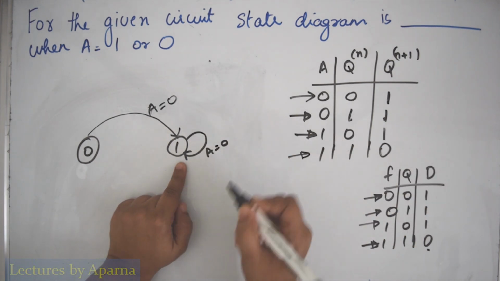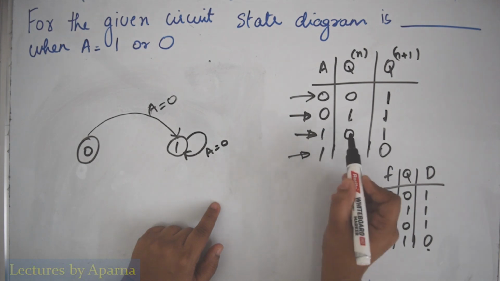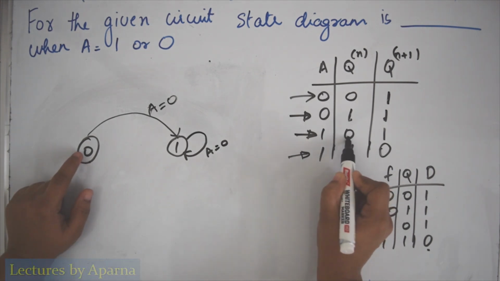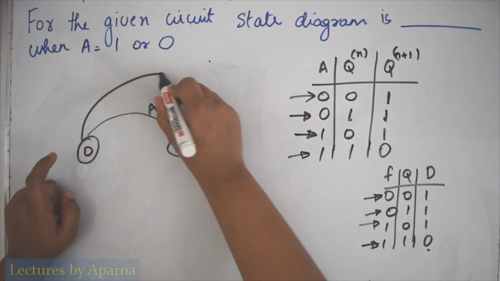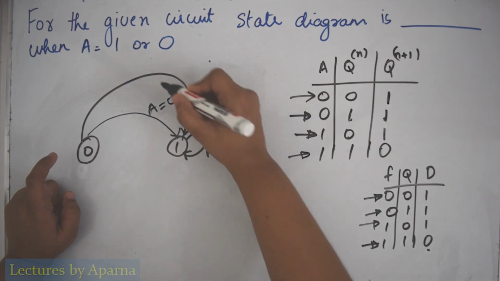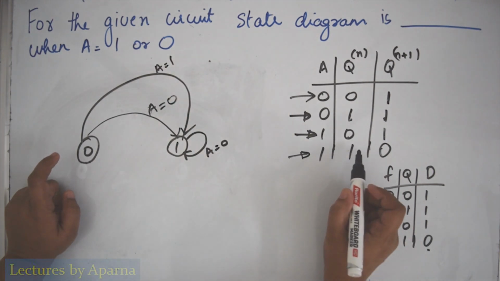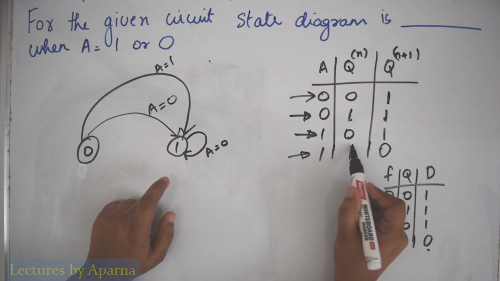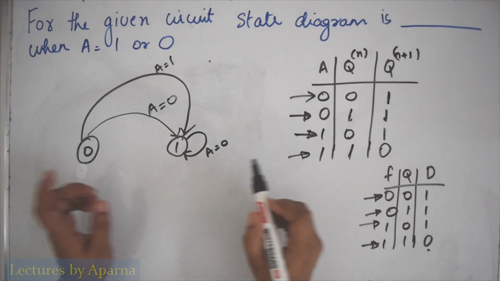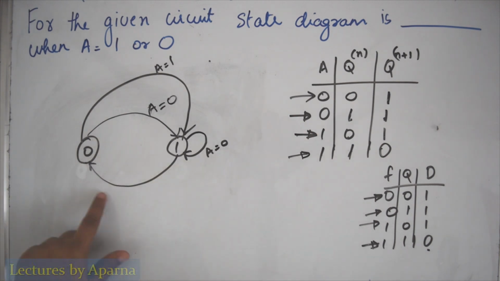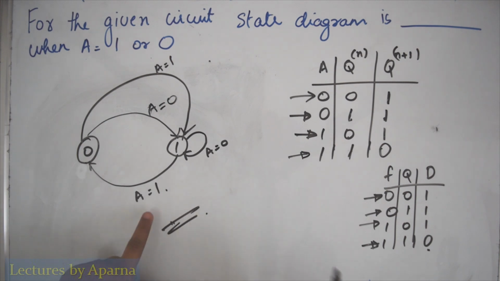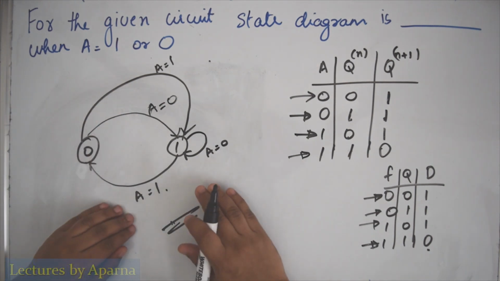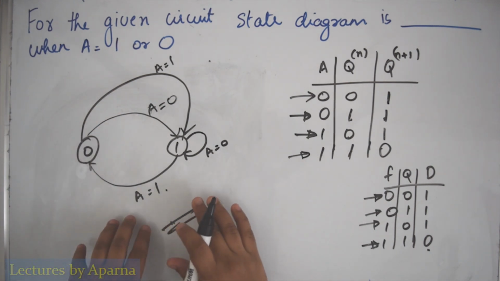Next is A is 1, Q is 0. Q is 0 here. It will move to the state 1 when A is equal to 1. Next is A is 1, Q is 1, 1 to 0 it moves. That is, 1 to 0 it moves when A is equal to 1. So this will be the state diagram that we get. There will be 4 options and from that we have to choose the state diagram, which is this one.